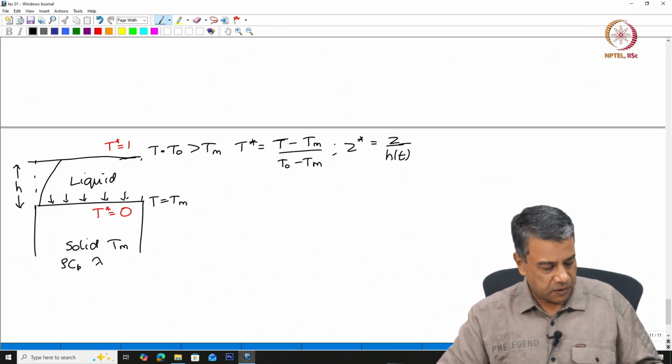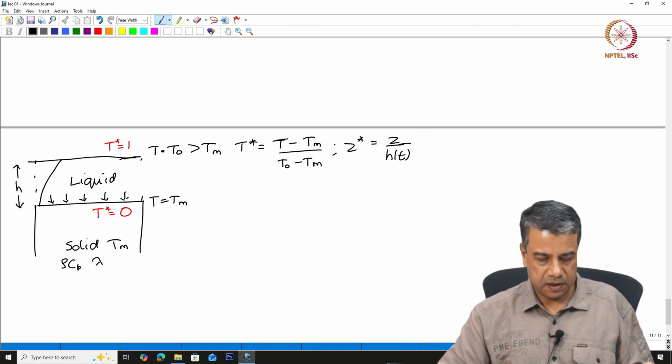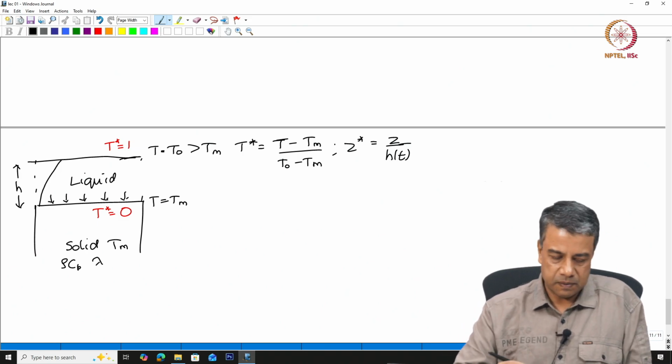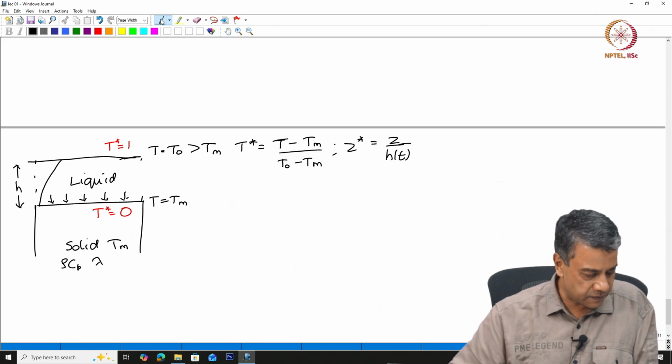And I want to know for what systems can you get a similarity solution for this particular problem, where the temperature field depends only upon z star and not individually on z and t. h itself is a height, which is a function of time. So the boundary itself is a function of time.